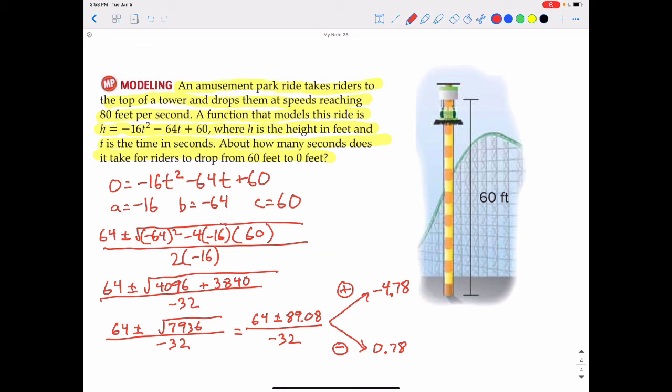So that gives us two answers. But how is it possible for the drop tower to drop down at two different times? Well, one of those answers doesn't make a whole lot of sense, and it's this one right here, negative 4.78. What does it mean to travel negative 4.78 seconds, because that's what we're solving for. We're solving for time. Well, we can't travel backwards in time, so this answer does not make any sense. So I'm going to ignore that answer, and the only real answer is 0.78. And again, that was in seconds. So the tower drops in 0.78 seconds.